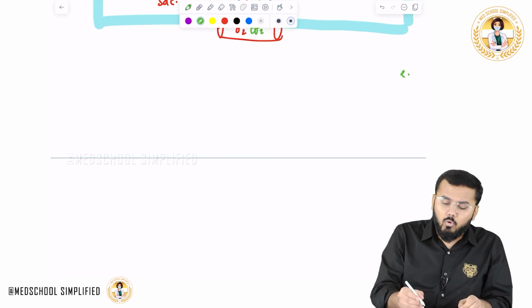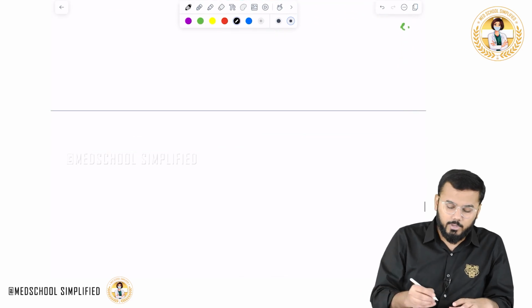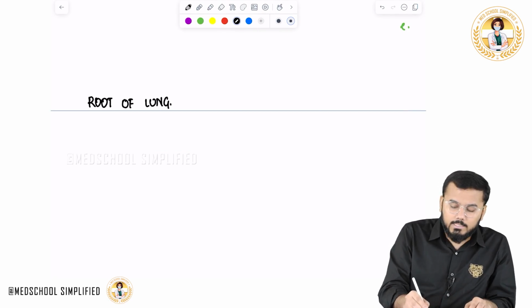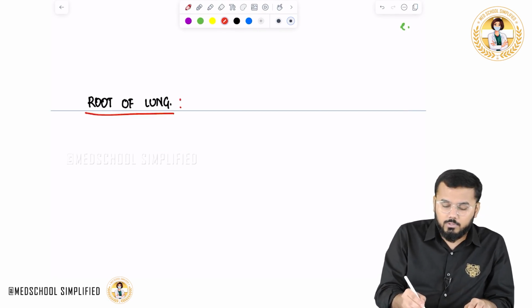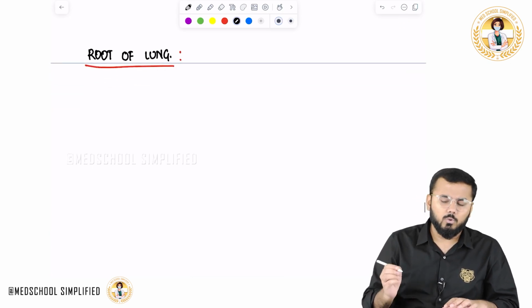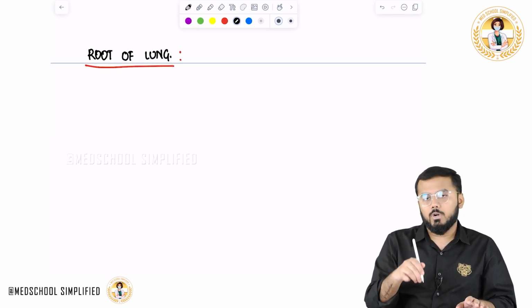Right. Now what we shall discuss is the root of the lung. So what is the root of the lung? First of all, let me draw a picture and then I'll tell you what the root of the lung is. I hope all of you know what it is, but my main intention is to show you what the root of the lung is and tell you what is located there.